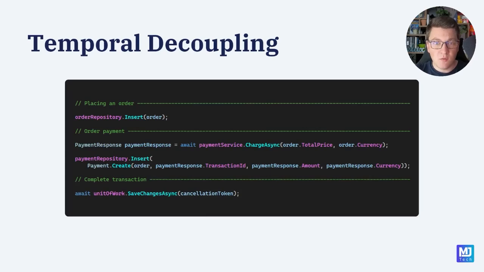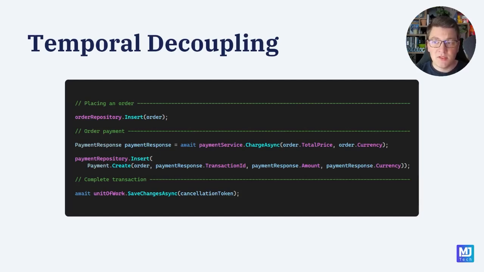Here's an example of how we could use event-driven architecture to implement temporal decoupling. In this code snippet, we have an order being added to an order repository, and then we have a request to the payment service to attempt to charge this order. This is an example of temporal coupling where we are waiting for the response from the payment service, which doesn't have to be available every time that we call it.